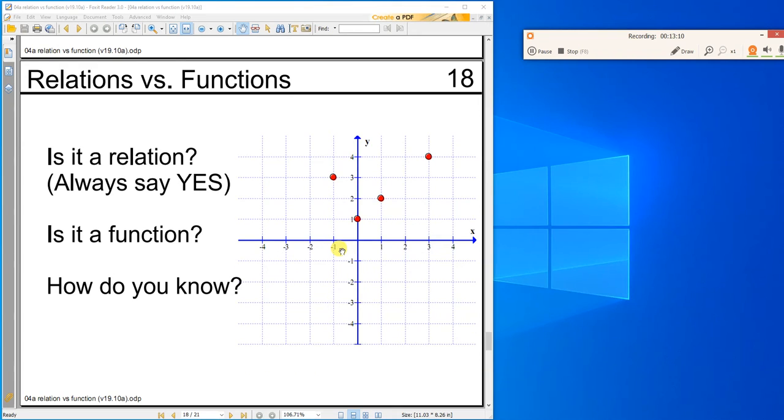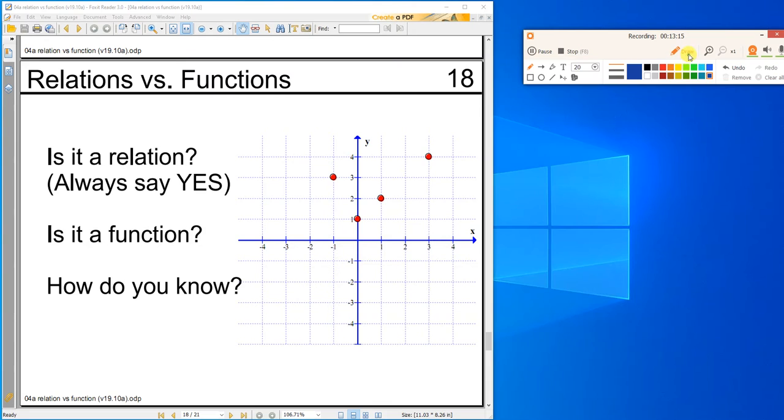Oh, but now what's going on? Now it's like a graph. Confused. Well, these are just points, aren't they? Isn't this negative 1 comma 3? That's cool. Isn't this 0, 1? That's cool. Isn't this 1, 2? That's cool. 3, 4. Let's see. Negative 1 takes 3. 0 takes 1. 1 takes 2. Yep, that's cool. That's a function. It's just a bunch of points.